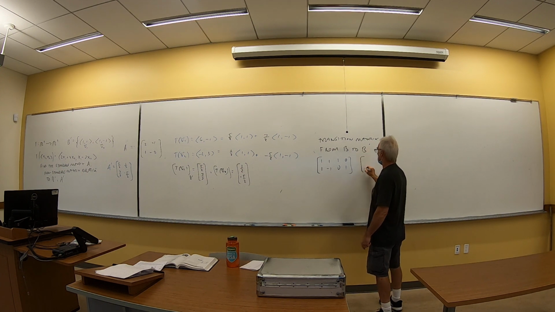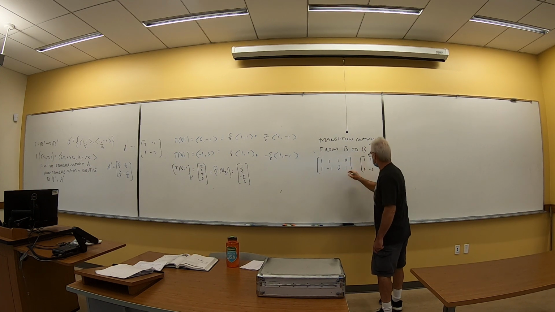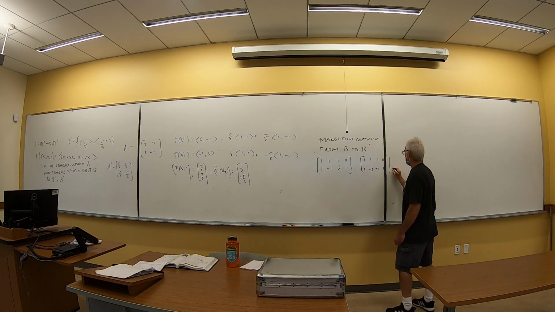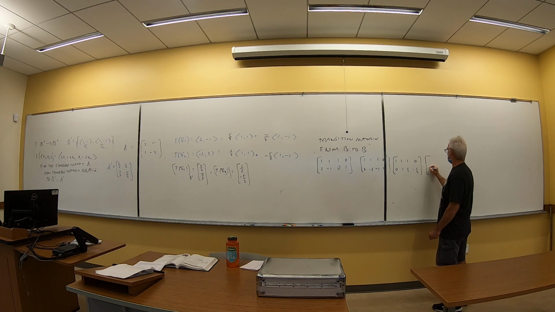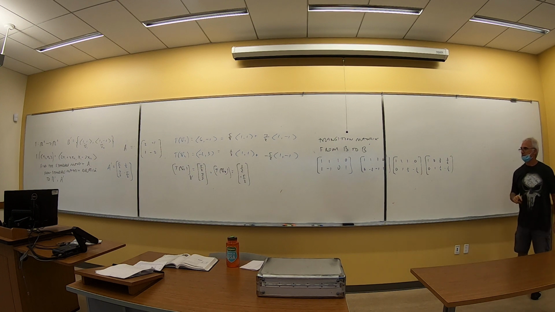So, 1, 1, 1, 0. So negative of this, the negative of this, the negative of this. Now I'm going to take negative half of this row. And then the negative going the other way. So 1, 0, negative, negative. Does that look about right?